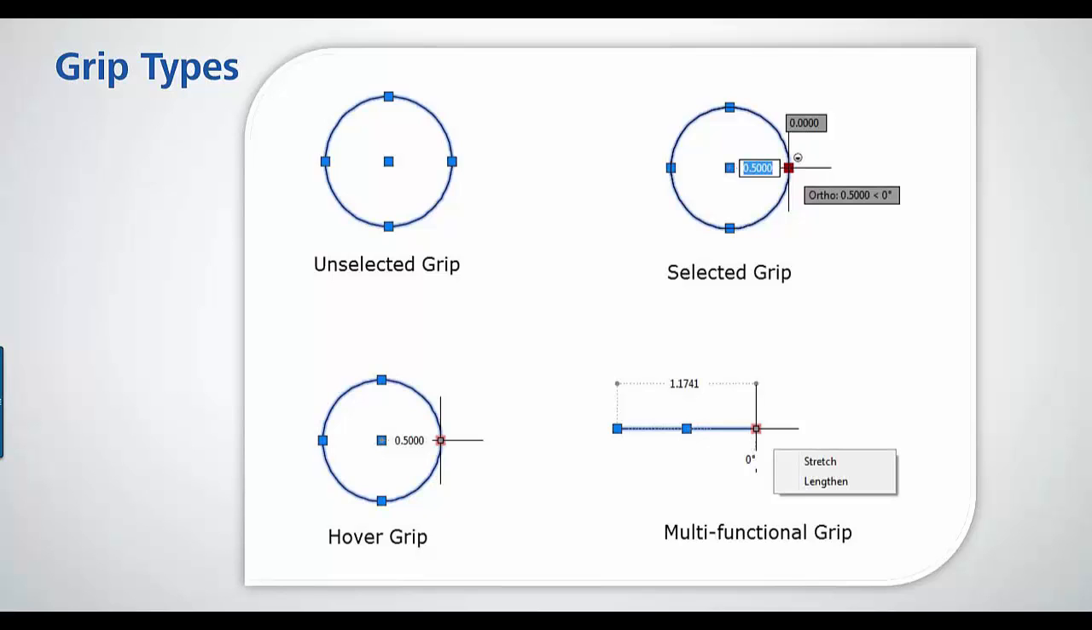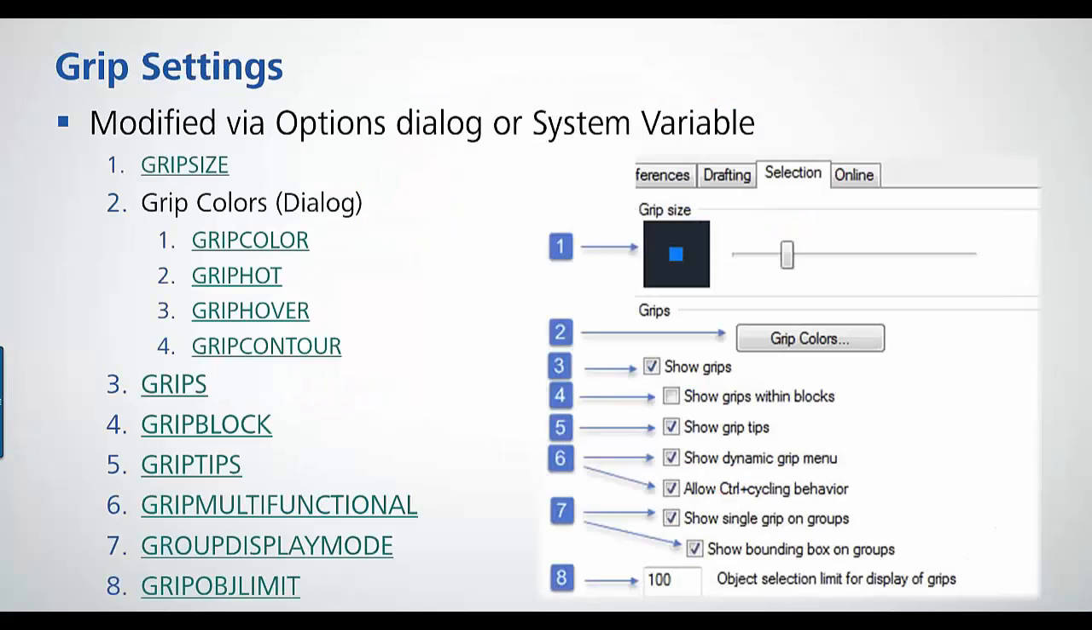So again, there are a lot of ways to modify not only the appearance of grips, but how the grip interacts within the drawing itself. And this is all controlled either by typing in a system variable, and I've got those all listed on the left side of the screen there, or just by going into the options dialog and going into the selection tab. Here you can modify the grip size, and what you'll be seeing in the drawing today is the default size, but you can certainly use the slider control or use the system variable grip size to specify a larger grip.